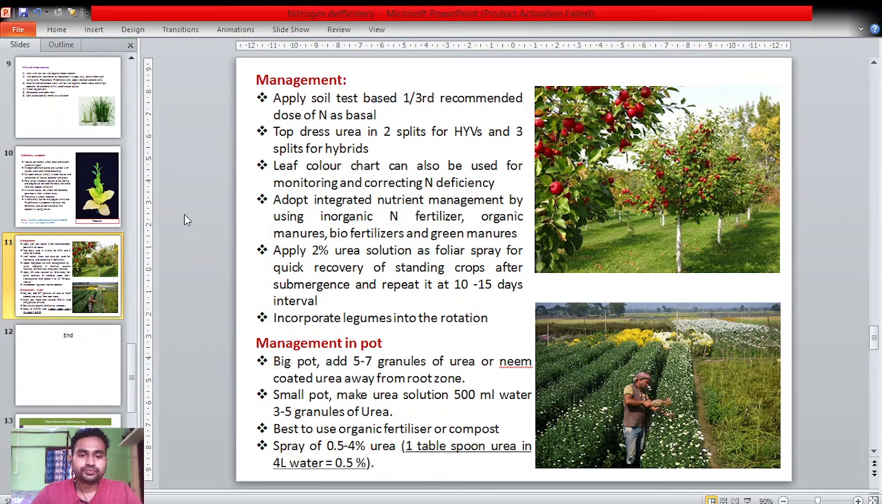And then we can use different nitrogen fertilizers. So it may be organic.